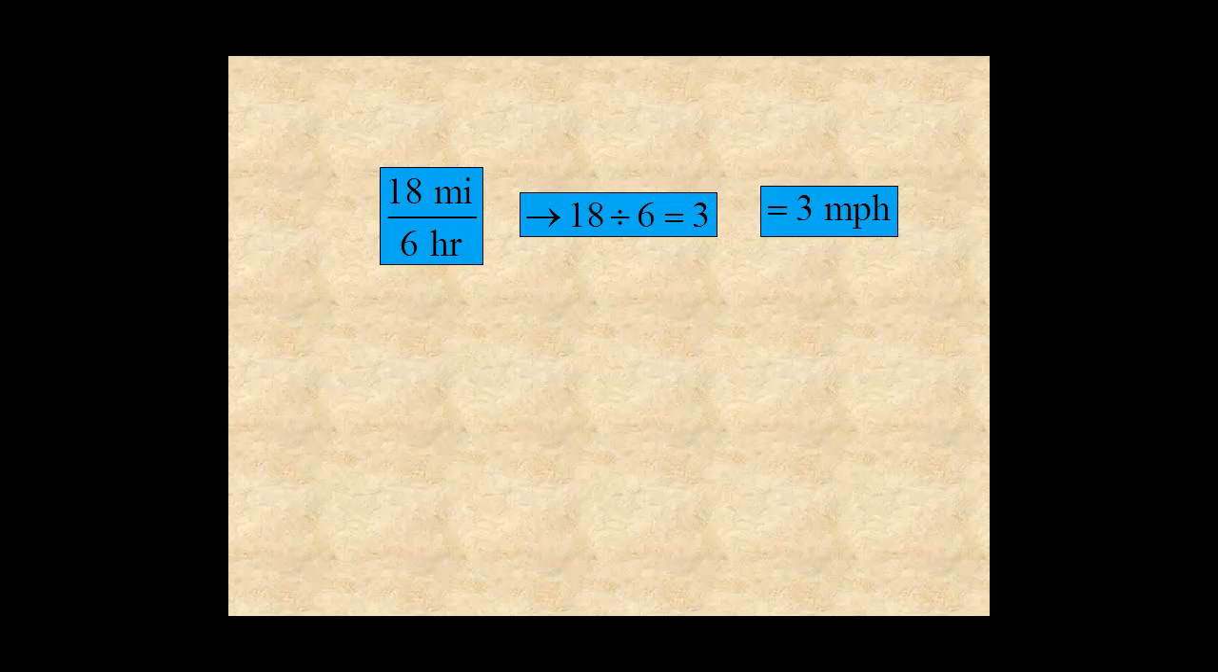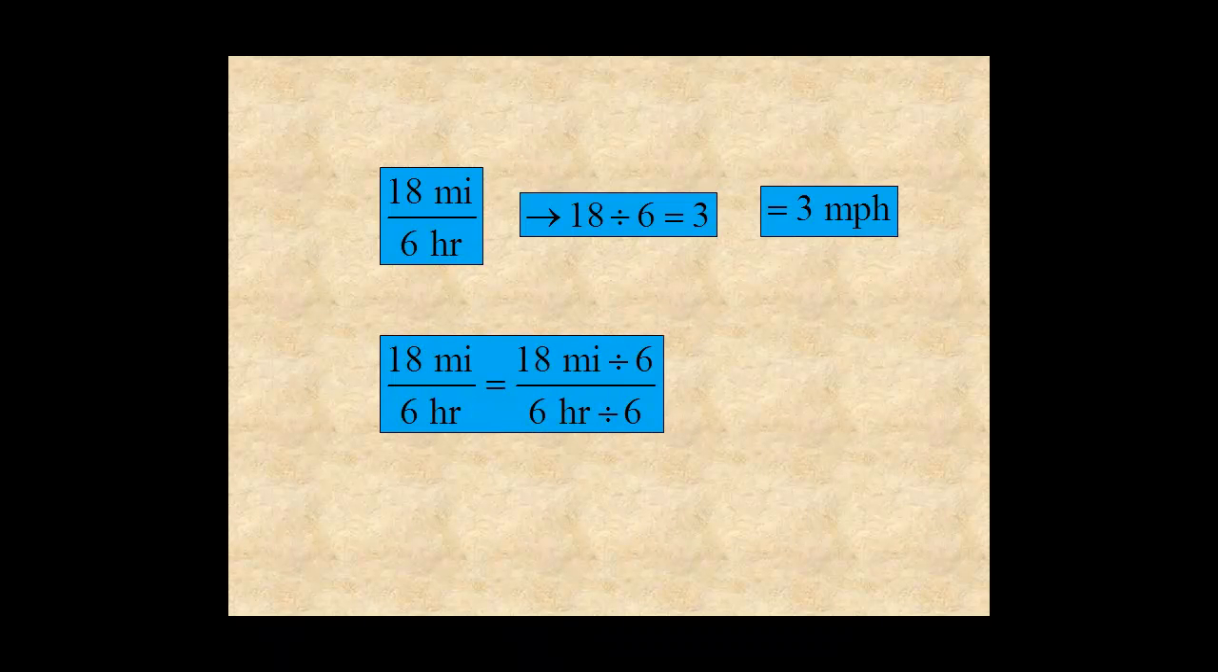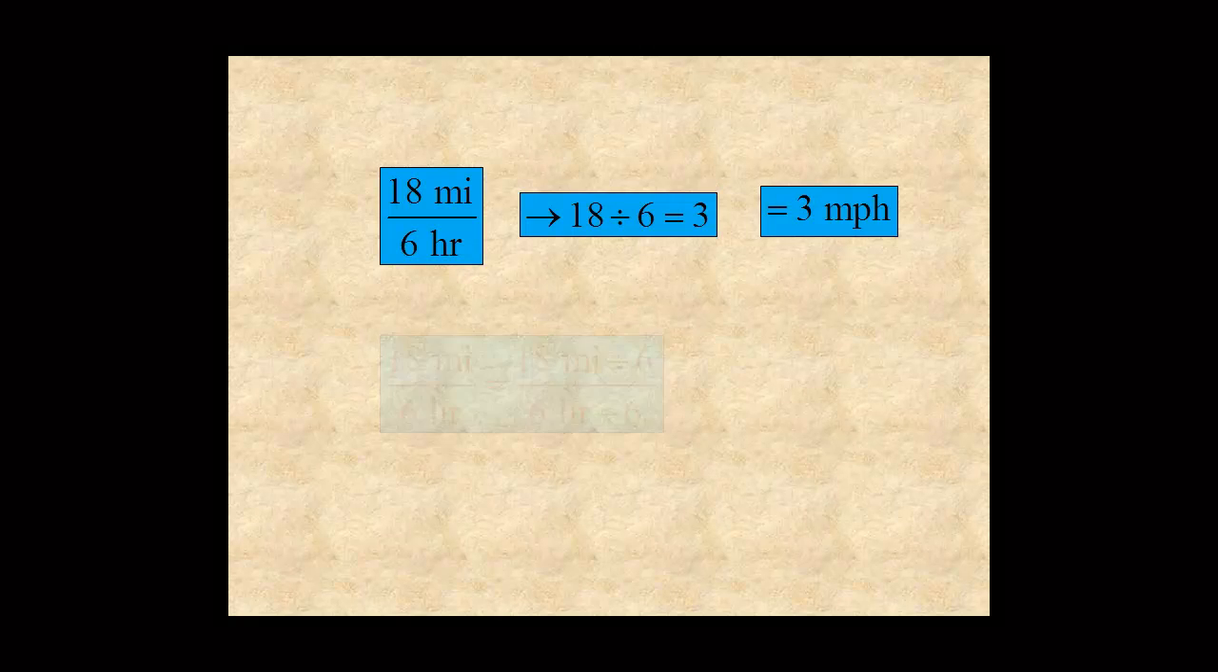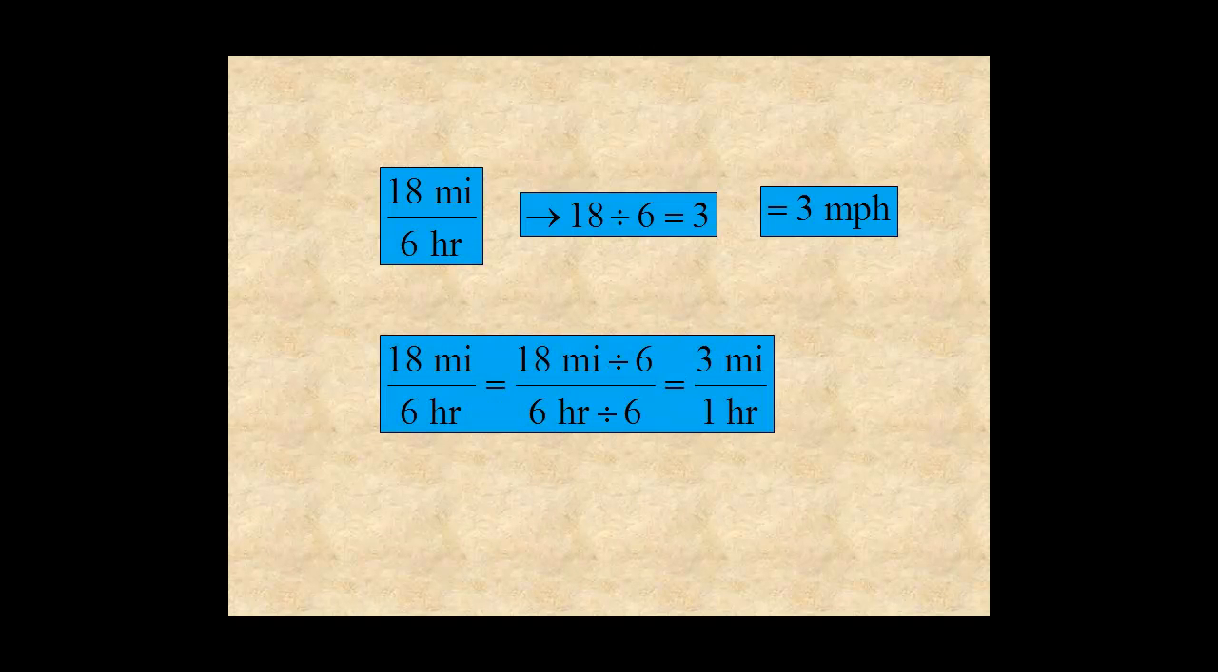The other way to do this is more complicated. Starting with the same rate, 18 miles over 6 hours, divide numerator and denominator by 6, and you get the unit rate 3 miles over 1 hour. You might think this is unnecessarily complicated, but there is a good reason for doing it this way. Use this method for problems like examples 1 and 2.